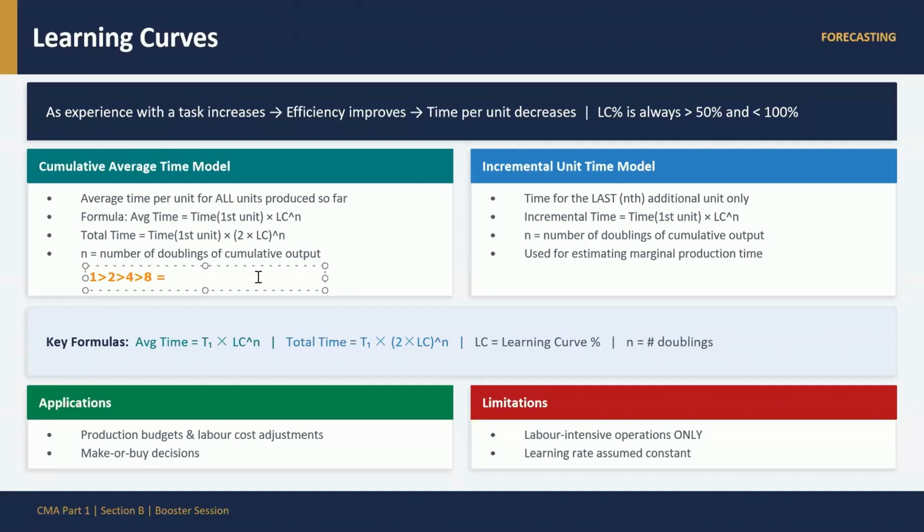Perfect. There are 3 doublings. Very good. So now you can expect questions where they ask you to calculate the total time taken for 7 units. So this is an odd number question. Now how do you calculate this? You can take it as 8 units. You can calculate the total time for 8 units. Then you can subtract the total time you have taken for the first unit. If you do this, you will arrive at the total time taken for 7 units. This is how you need to allocate.